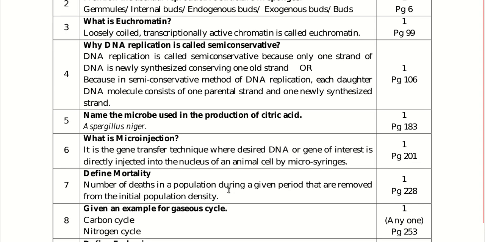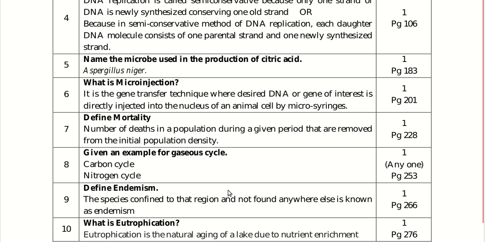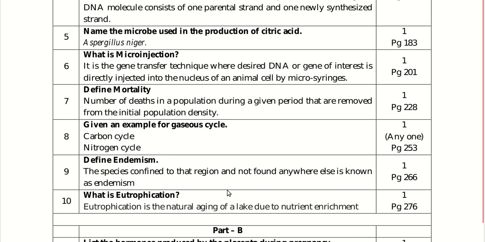You can either write carbon cycle or nitrogen cycle. Define endemism. The species confined to a region and not found anywhere else is termed endemism. The last question of the 1 mark is, what is eutrophication? Eutrophication is the natural aging of a lake due to the enrichment of nutrients. So it is termed eutrophication.